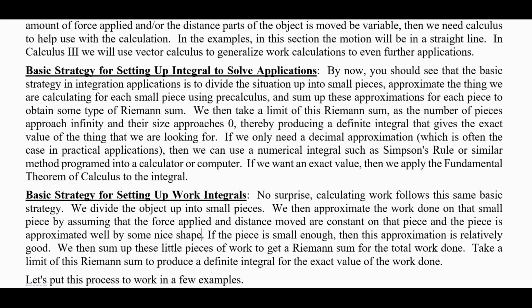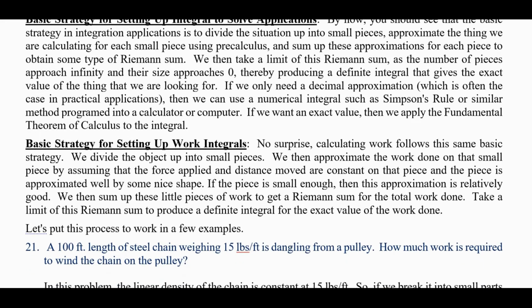And if the piece is small enough, then this approximation is relatively good. We then sum up these little pieces of work to get a Riemann sum for the total work done. Take a limit of the Riemann sum to produce a definite integral for the exact value of work done. Pretty straightforward, the same basic setup as we always do. So let's put this process to work in a few examples.